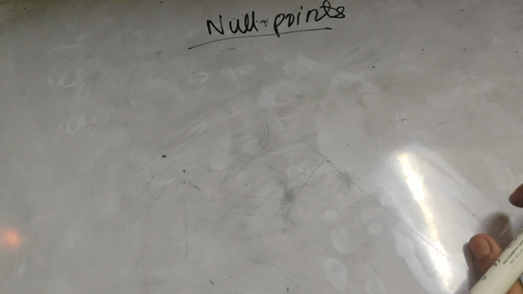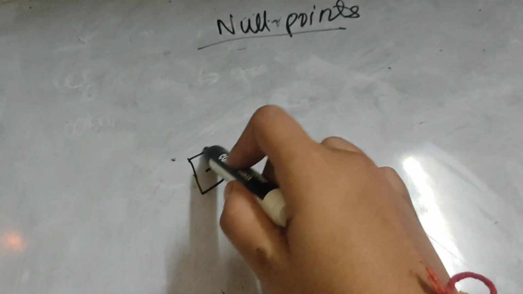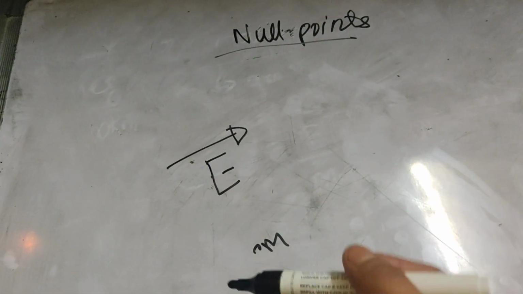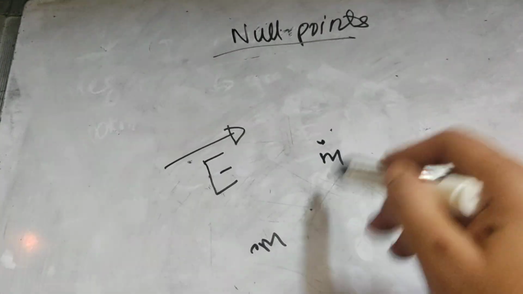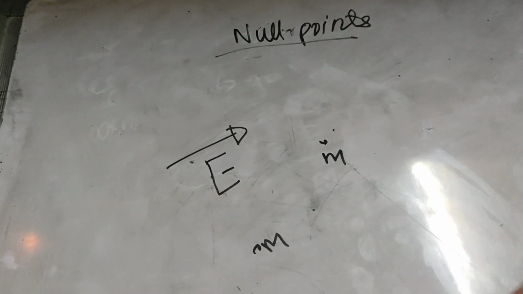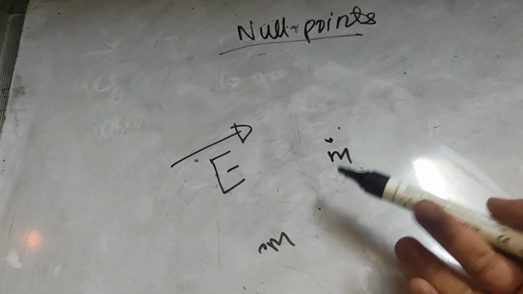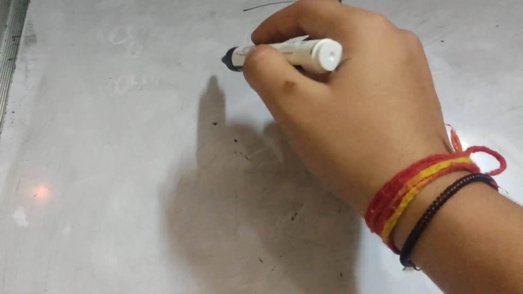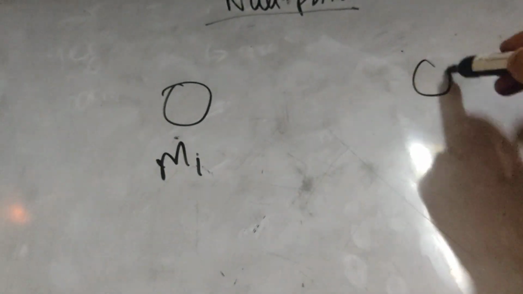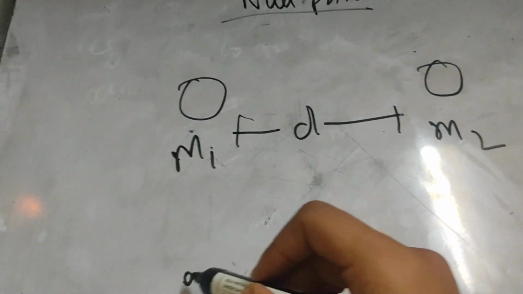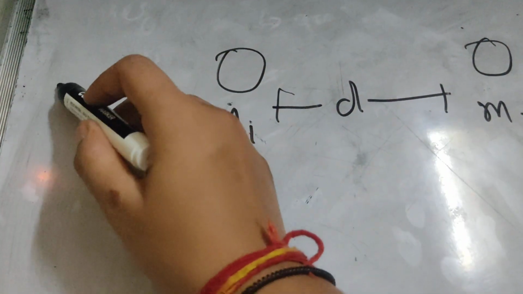And to find the null point, you just need to apply the concept of gravitational field strength, E. You take your unit mass m and place it at one particular point. If this unit mass m at that point faces no force acting on it, then we can say that there is no gravitational force at that point. For example, I take one mass m1 and another mass m2, separated by a distance capital D. Now I take a small unit mass m and place it here.